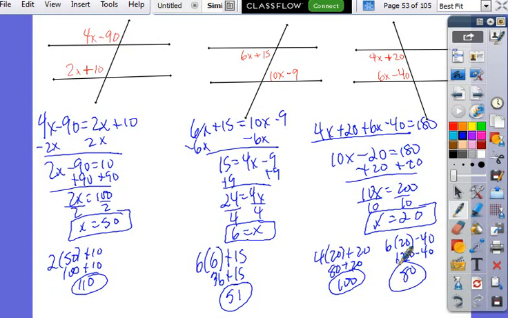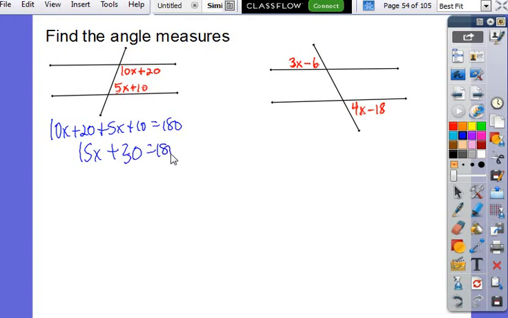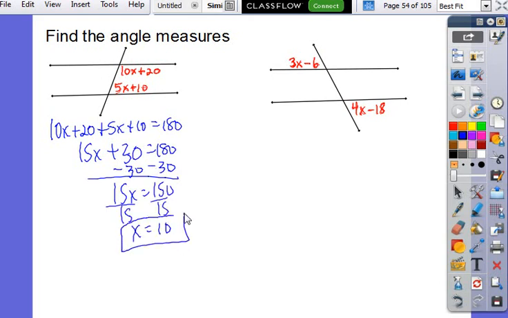So if I'm doing this first one, what kind are they? They are consecutive interior. Consecutive interior, which means add up to be 180. Leave all the signs alone. Solve the equation, get 15x equals 150. X equals 10. Take the x, do I plug it into one or both? This, you need to plug it into both.